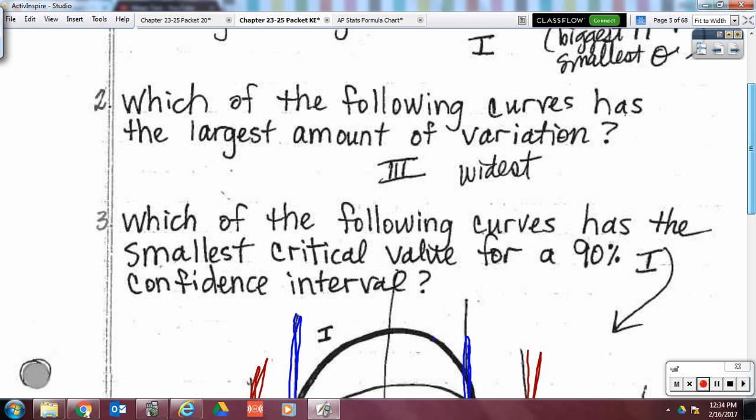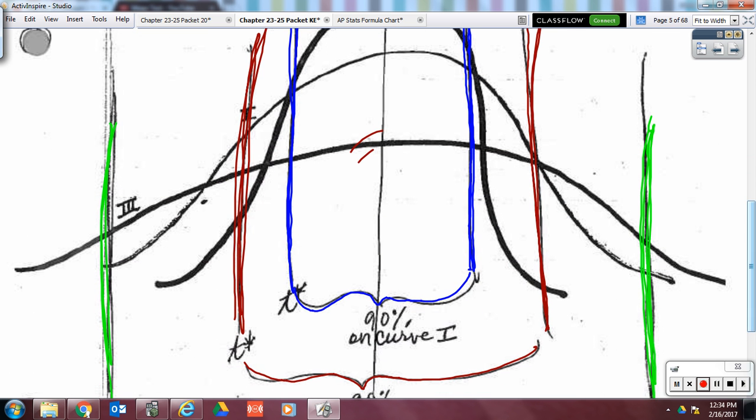Okay, so number 2. Which one has the largest amount of variation? I think everybody found that one to be 3. Okay, good, because it's the widest and the fattest.